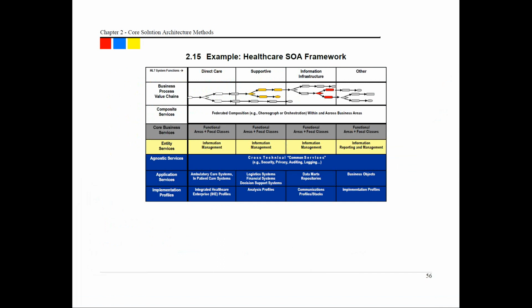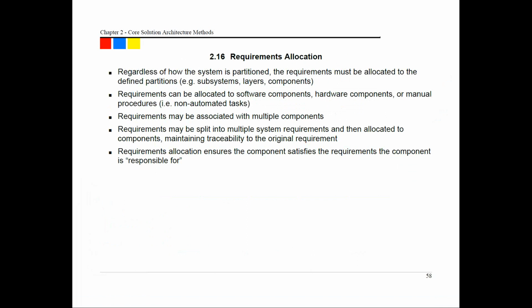And you can kind of divide. Here's an example of a service-oriented architecture framework where we've got business processes running at the top, and those business processes make use of business services, and those business services make use of application services.